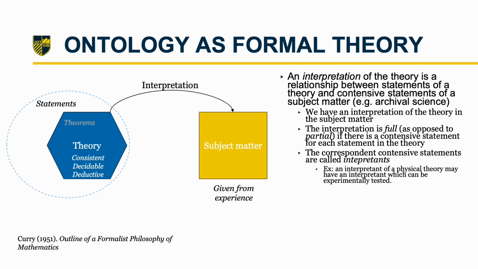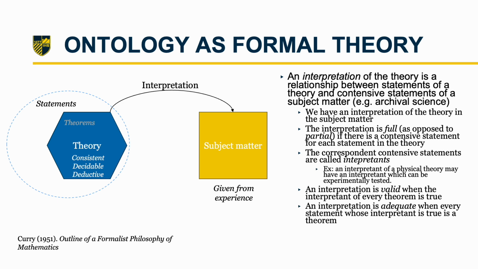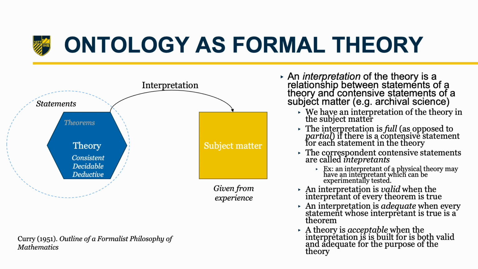So the interpretation is said to be full as opposed to partial if there is a contensive statement for each statement in the theory. It means that each statement you can build in the theory has an equivalent in the subject matter. All of them can be mapped to something. And in our case, it's going to be the case. The corresponding contensive statements are called interpretants. So the interpretants are those statements in the subject matter that correspond to a certain statement in the theory.